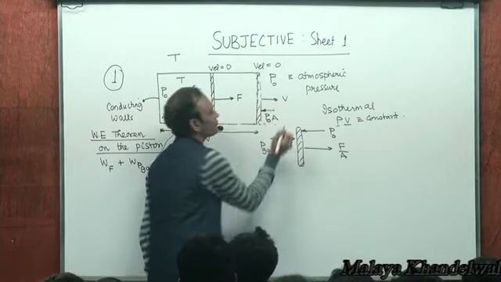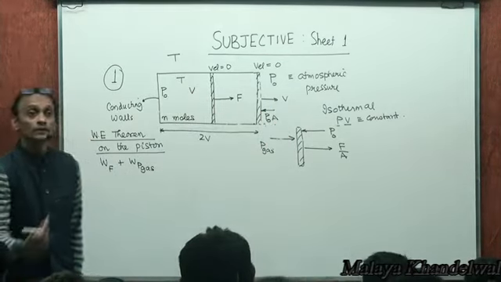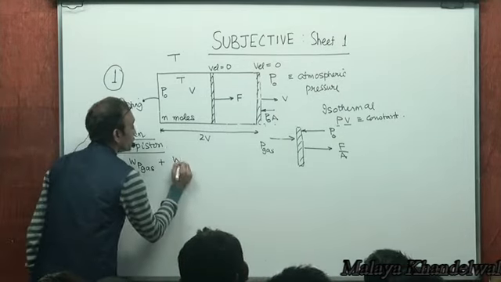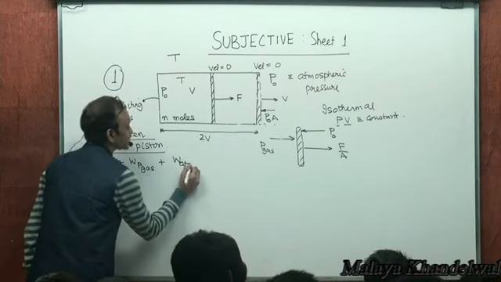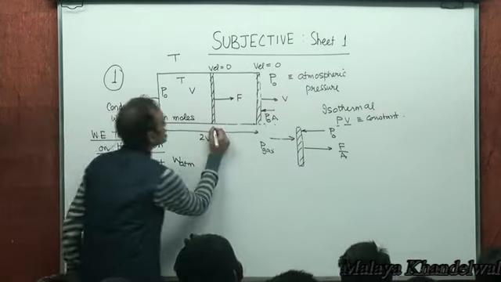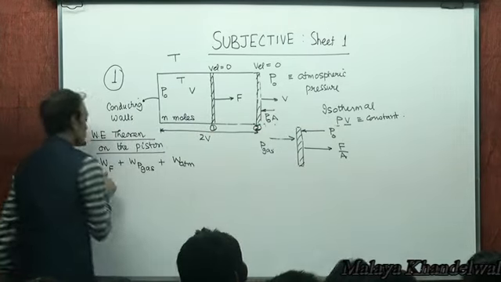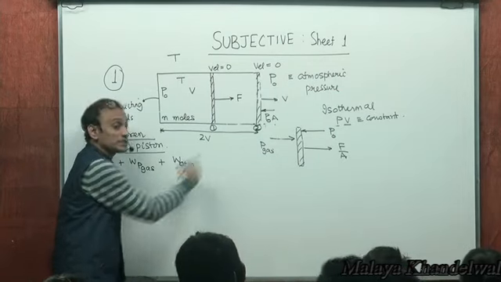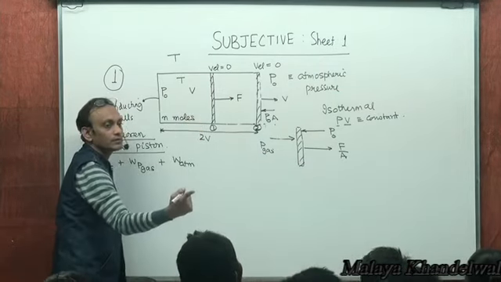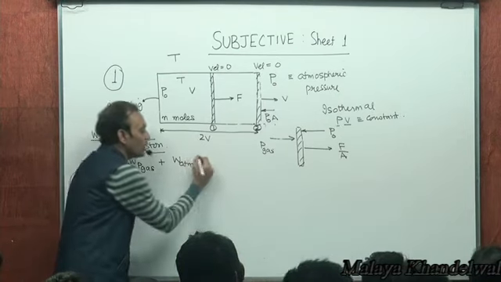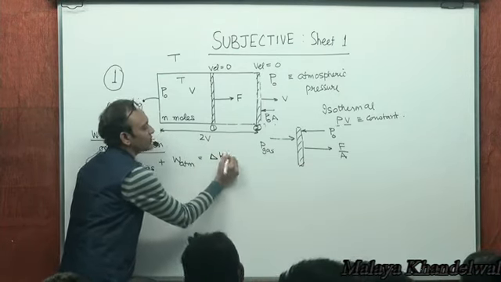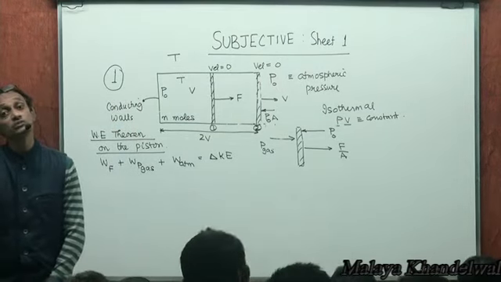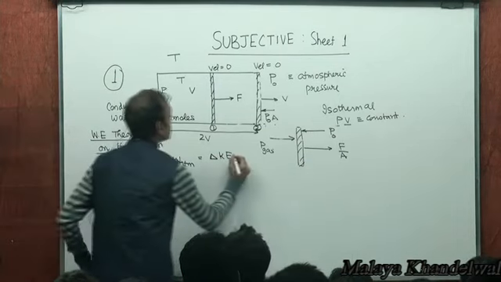P naught times A is the force because of atmospheric pressure all the time. So there is work done because of atmospheric pressure. When the piston goes from this state to this state, there is work done by the external force, work done by the pressure of the gas, and work done by the atmospheric pressure acting leftwards. All of this must equal the change in kinetic energy of the piston. But what's the change in kinetic energy of the piston? 0.